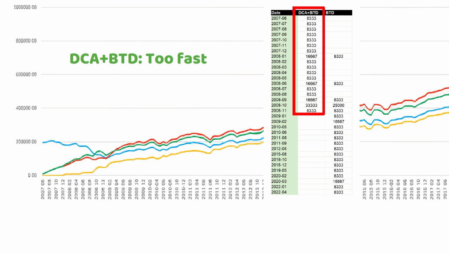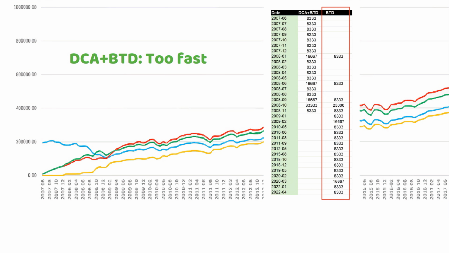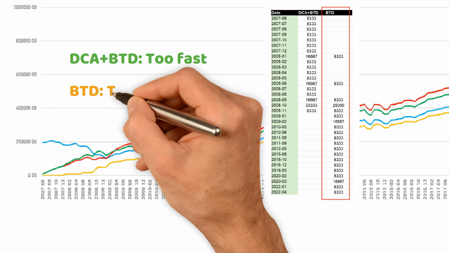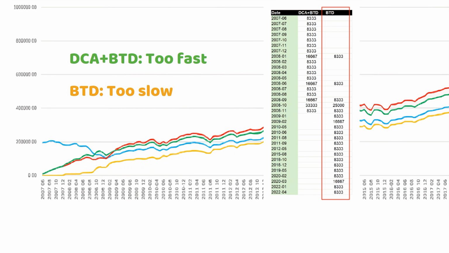Most of the capital is invested before the bear market ends. In contrast, pure BTD takes the opposite risk, being too conservative and leaving too much capital on the sidelines. These two approaches represent the extremes of overinvestment and underinvestment during a downturn.